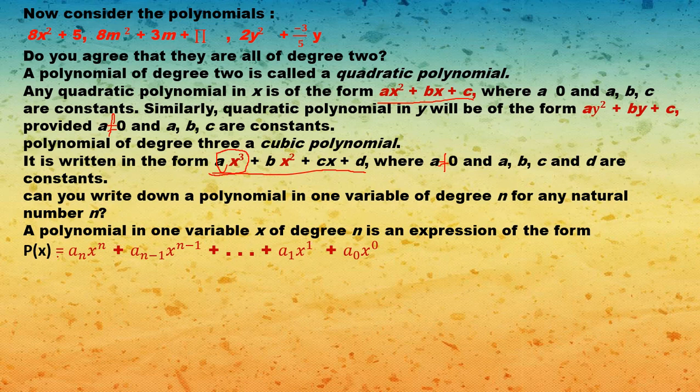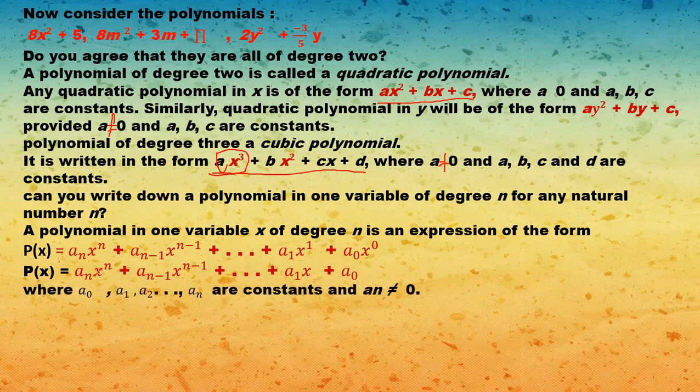So the standard form of a polynomial in one variable of degree n is expressed as p(x) equals a_n x raised to the power n plus a_(n-1) x raised to the power n minus 1 plus, and so on, up to a_0 x raised to the power 0. So here the power of x, or exponent of x, will be 0, and starting with the exponent n, it will decrease from n to 0.